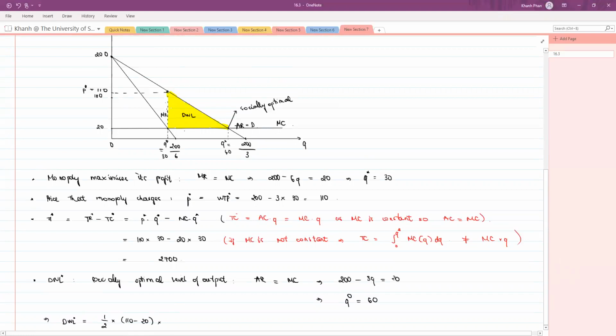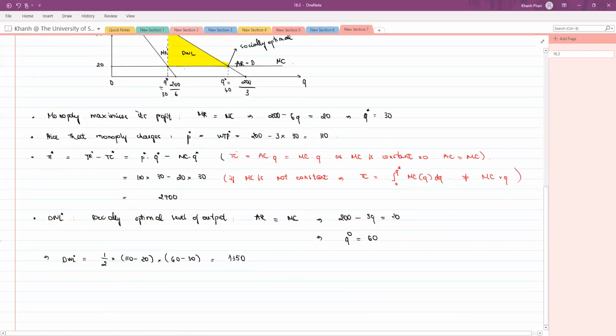Okay, times the horizontal, which is from the quantity Q0 to quantity Q star. So that's 60 minus 30. Okay, so I got 90 times 30, so that's 2,700 divided by 2, and that is 1,350. Okay, so that is my value of the dead weight loss here.